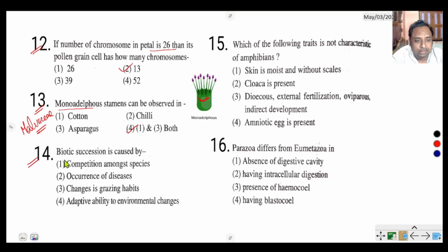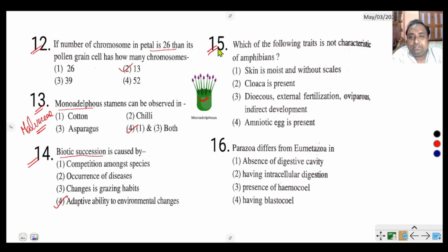Question number 14. Biotic succession. Succession is caused by. Biotic succession means when plantation occurs in a barren land. This is called succession. Succession, competition among species, occurrence of disease, changes in grazing habitat, adaptive ability to environment changes. The adaptive ability that comes along with environmental change is called biotic succession.